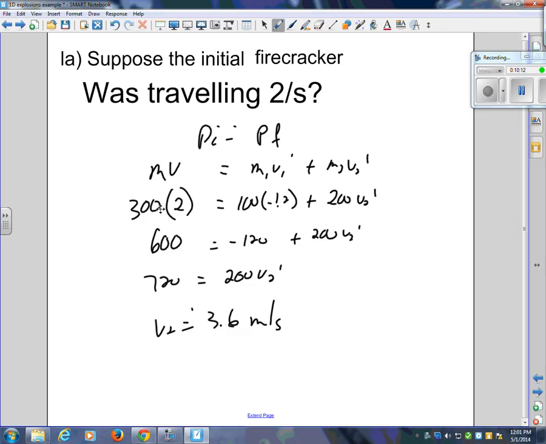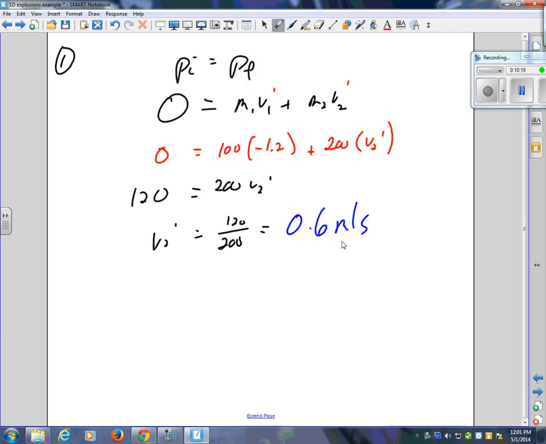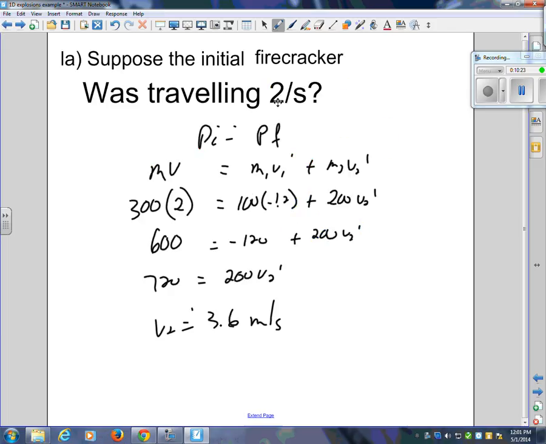Why is it so much more to the right? It's already going right. In fact, what was the answer before? 0.6. Oh, I was kind of hoping it was going to be 2.6. Are you sure, Mike? 3.6? 720 divided by 200. Yeah, okay. Yeah, you're right.